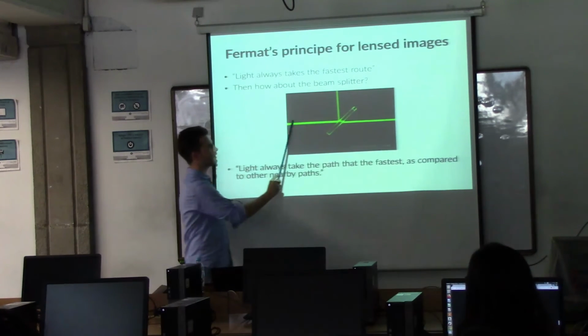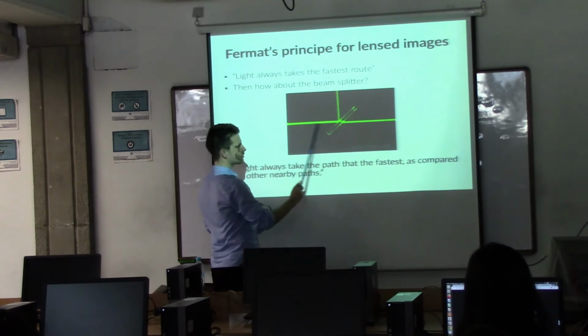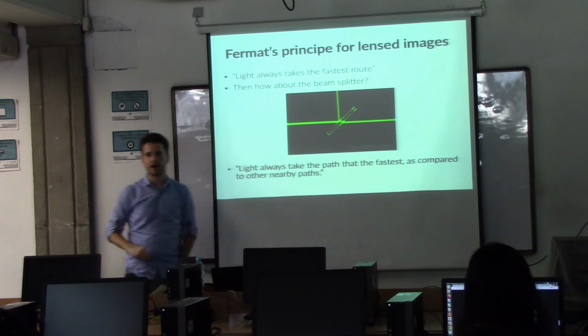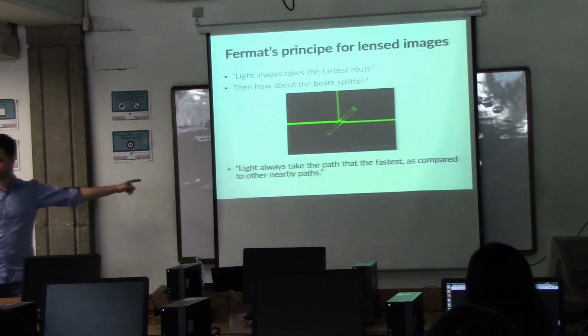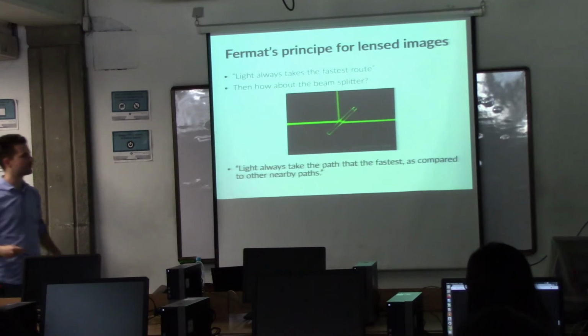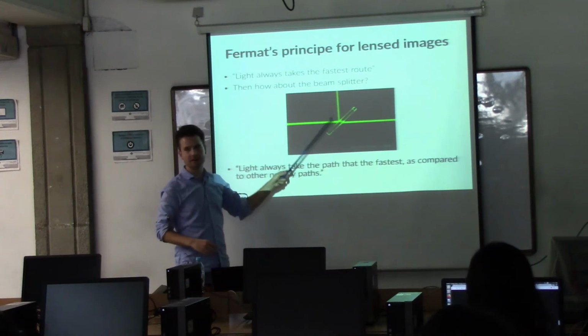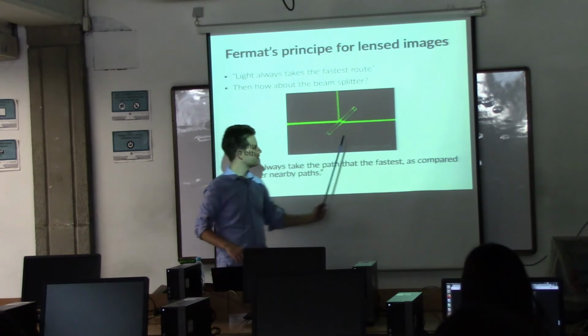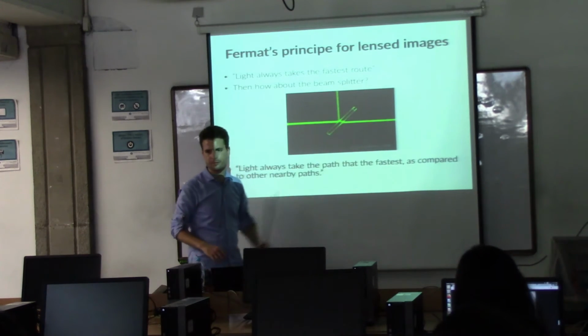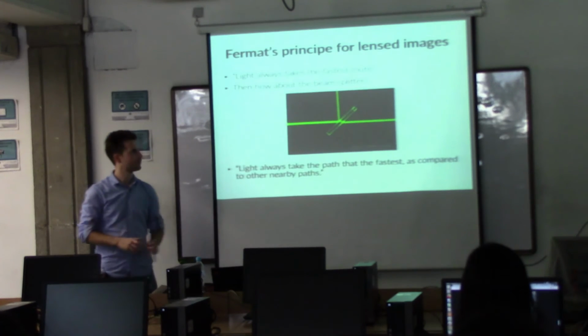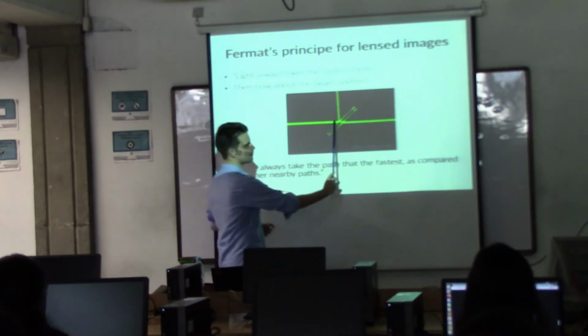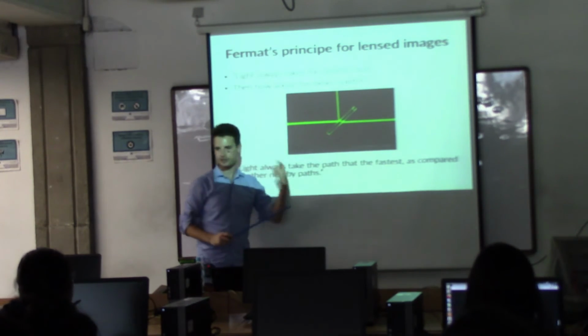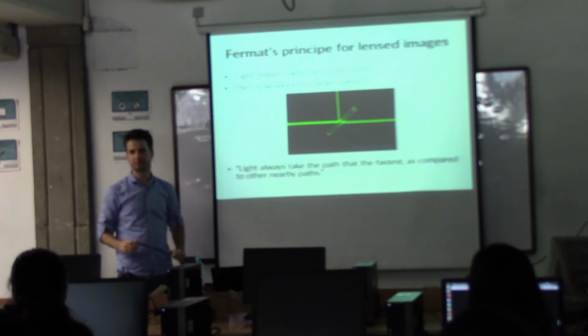But there is another option which is going up here. And this is where the simple ray optics start failing. There is some probability of light going this way or up here. And how many photons will choose this way and this way depends a bit on how fast the paths actually are.